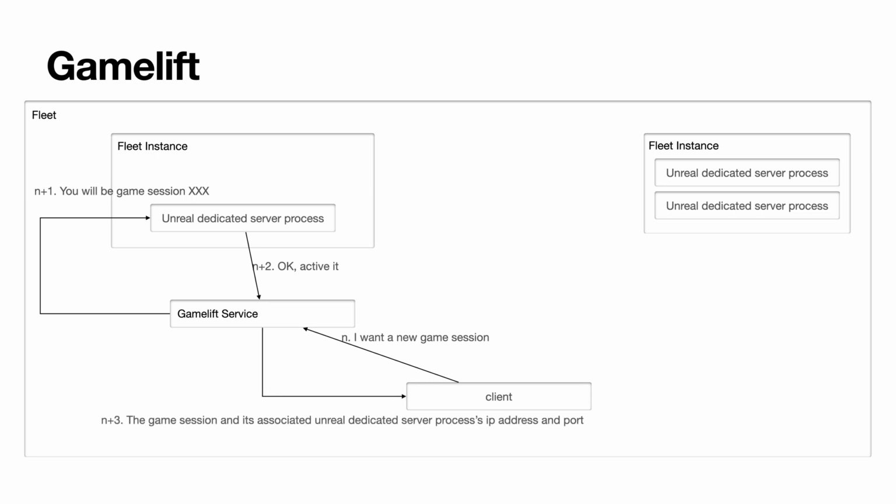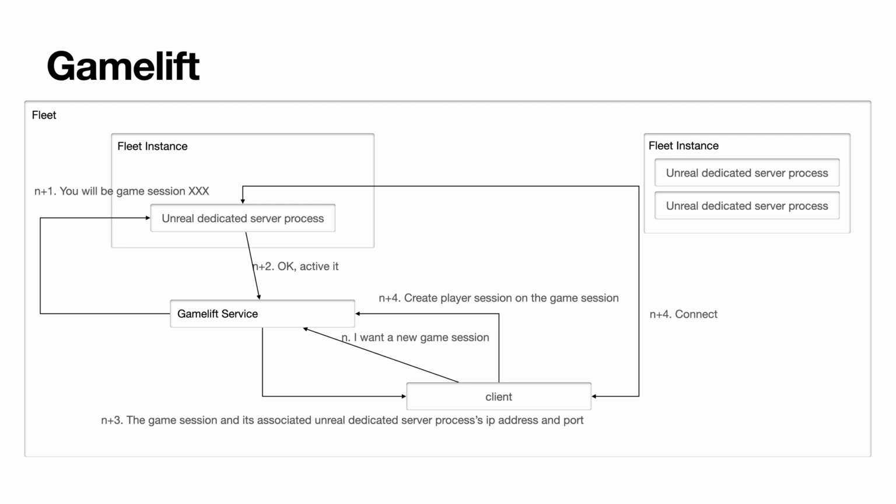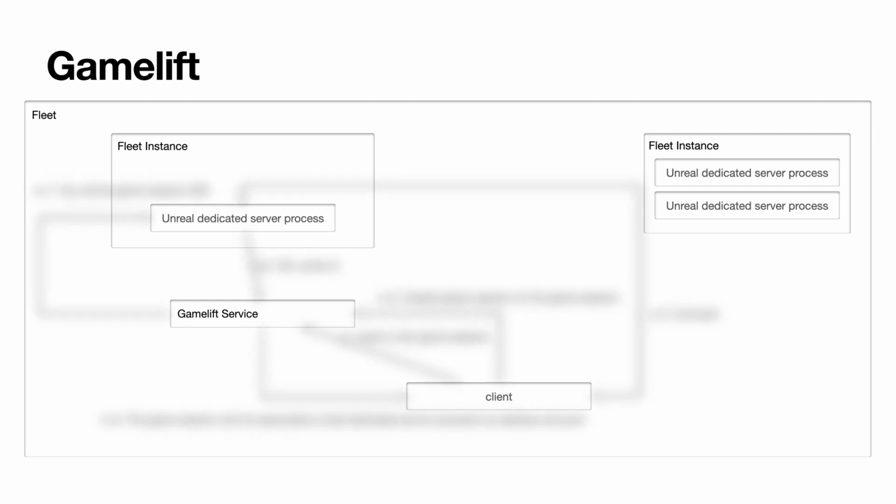After the game session is active, the GameLift service will return the game session and its associated Unreal dedicated server process IP address and port. Then, the client will be able to connect to the Unreal dedicated server process and create a player session on the game session. A player session is a session between the GameLift service and the client. It will help the GameLift service manage its resources and handle auto-scaling.